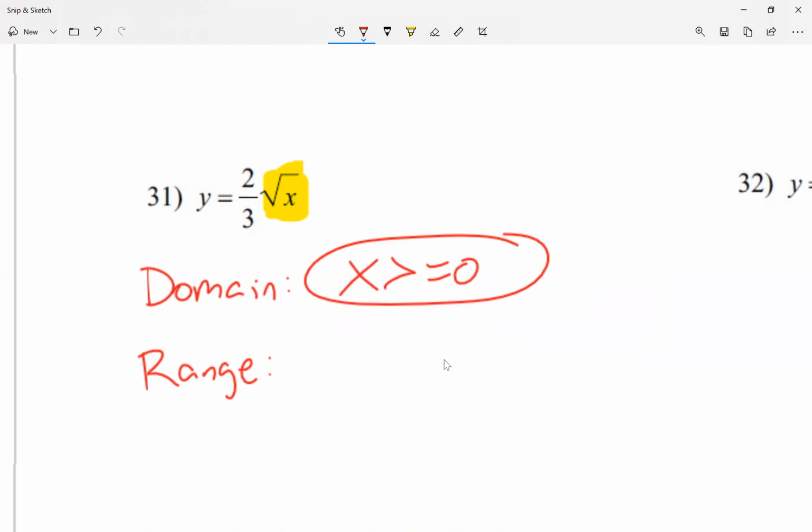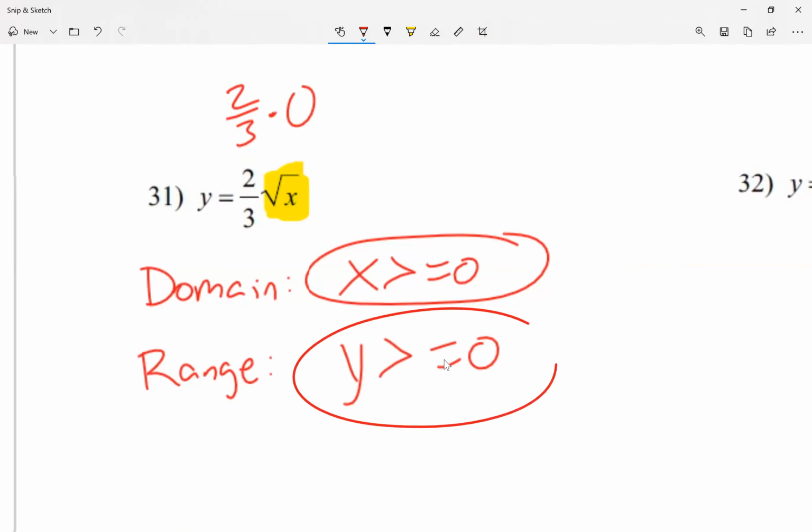Now for my y values, for my range, I want to think of 2/3 times 0. I make my square root equal to 0, because that's the smallest the square root can be. That's going to give me my smallest y value. Anything times 0 is 0. So I'm just going to say y is greater or equal to 0.